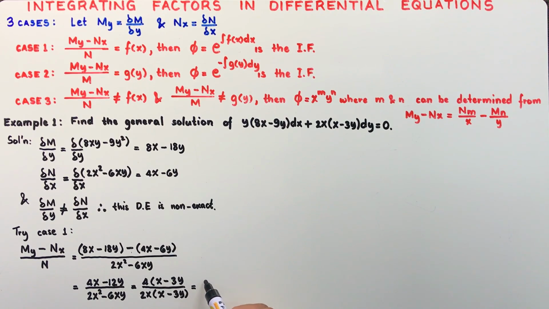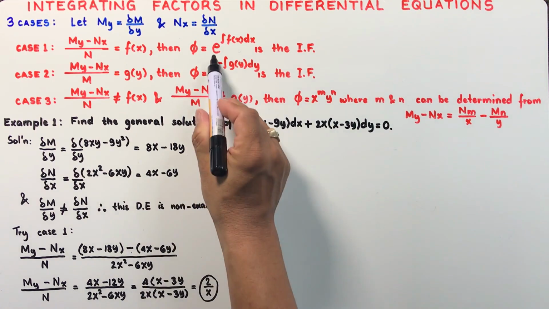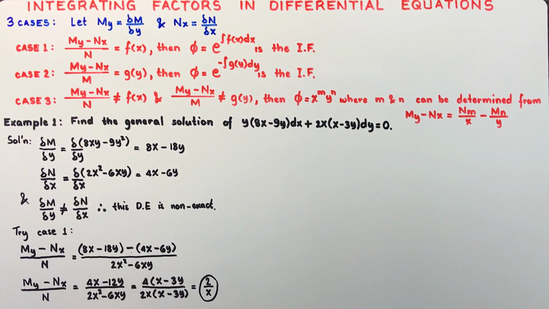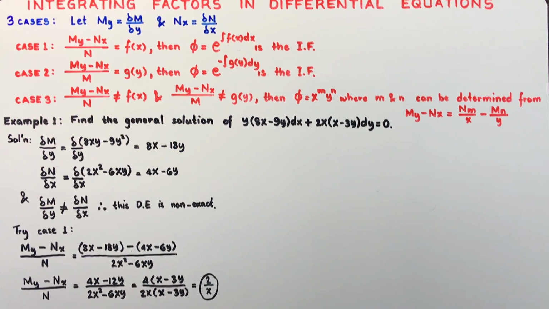So what will remain is 2 over x, because we can also cancel the 2 in this 4 here and the 2 here in the denominator. So we have 2 over x, which is a function of x alone. So we have the result of our partial derivative of m with respect to y minus the partial derivative of n with respect to x divided by n is a function of x alone. Therefore, we will use this case number 1 to determine our integrating factor.